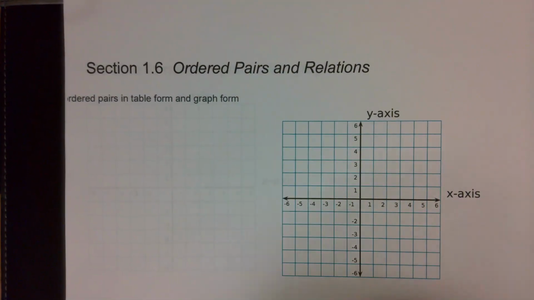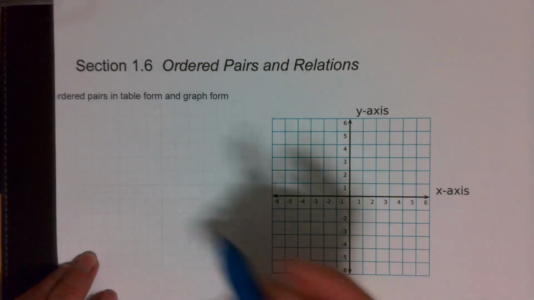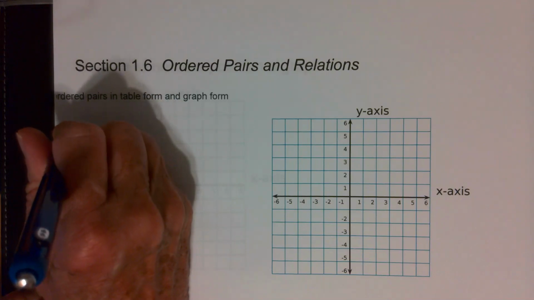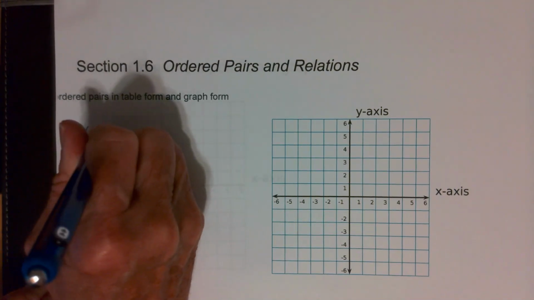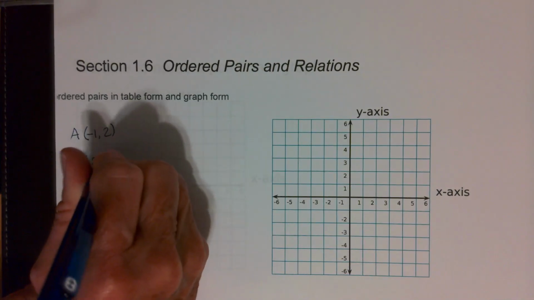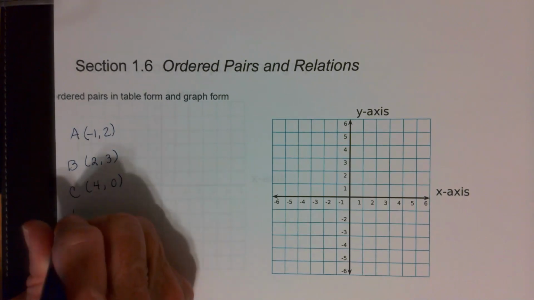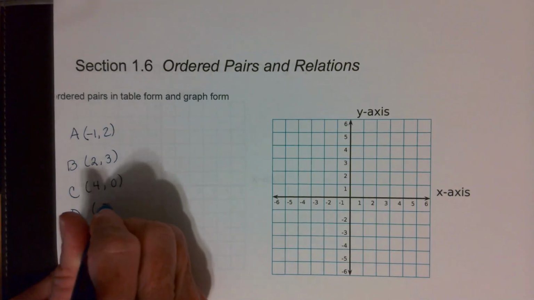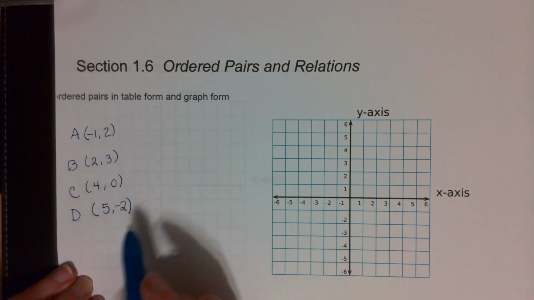Then in section 1.6, we talked about ordered pairs. You've got to be able to take ordered pairs and put them in table form and put them on a graph. So if I had A equal to -1, 2, and B is equal to 2, 3, and C might be equal to 4, 0, and D might be equal to 5, -2. These are all ordered pairs.